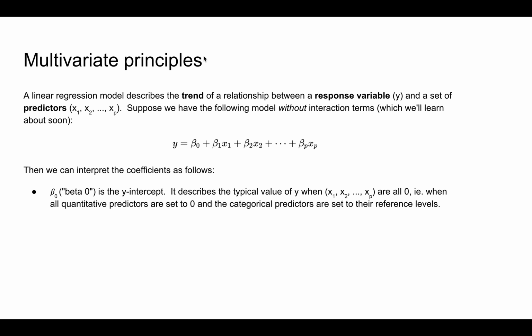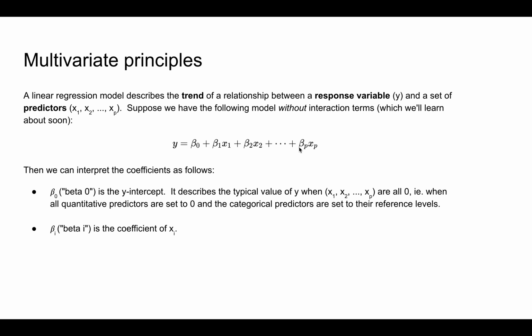To begin, beta 0 is the y-intercept. It describes the typical value of y when basically all of our x's drop out of our model, that is, when all of the x's are 0. That means when the x's are 0, the quantitative predictors take on a value of 0, and the categorical predictors are essentially set to their reference levels. So the intercept tells us about y when all of my x's are 0 and my categories are set to the reference levels.